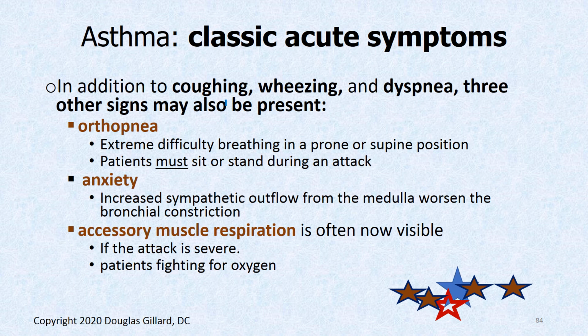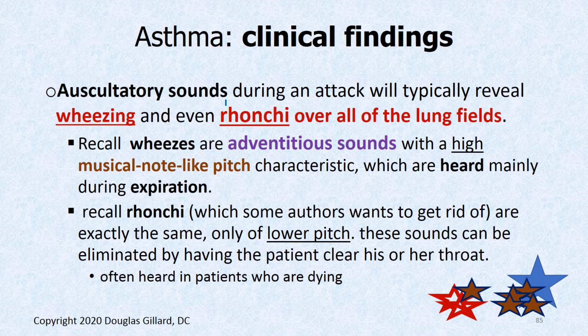Anxiety from thinking you're going to die turns on your sympathetics, and that's going to cause bronchial constriction, worsens, vicious cycle. Accessory muscle breathing is now visible. Patient is fighting for their lives. Clinically, you can listen to auscultatory findings. I think I cut off one slide about that, but we can get it now.